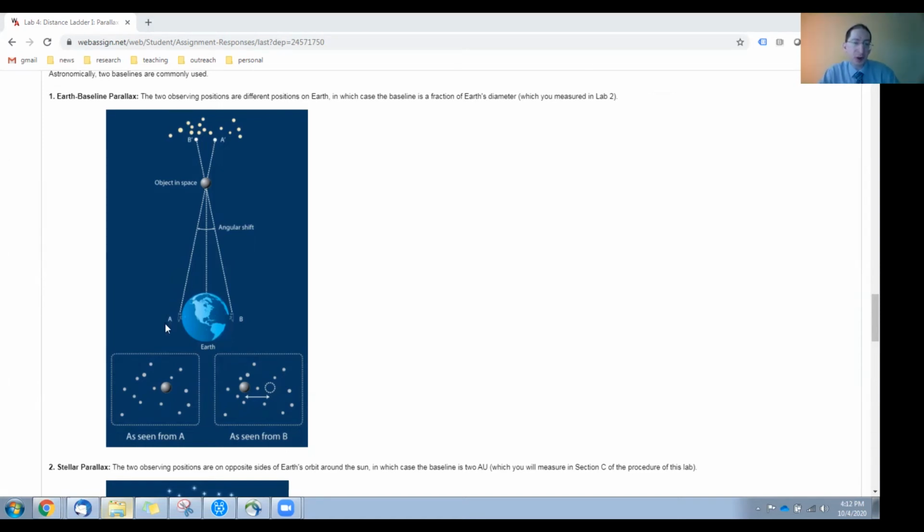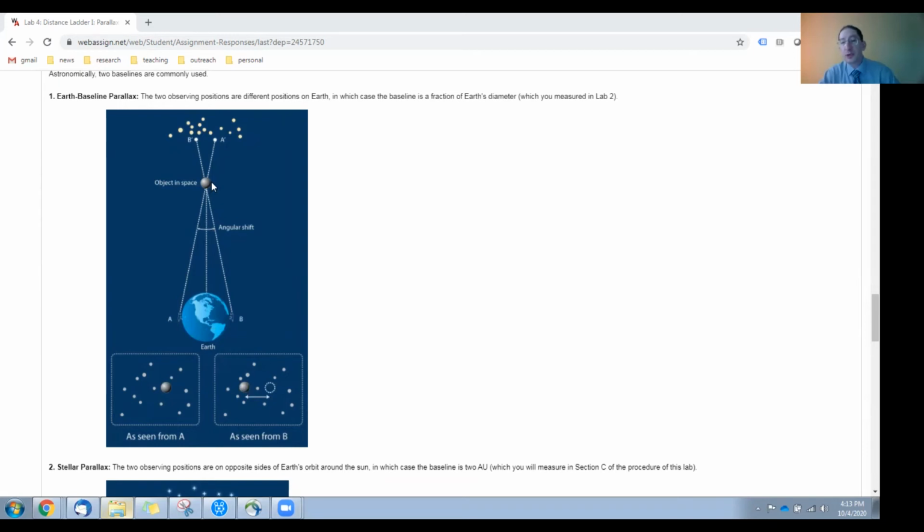You see one observer over here at position A, and another observer on the other side of the planet at position B. And they are both observing the same object. The observer at position A sees that object over here, around these background stars. But the observer at position B sees the object shifted over here, around these background stars. If you can measure the angular shift between these two positions and combine that with the physical distance between these two observing points, you can calculate the distance to this object.